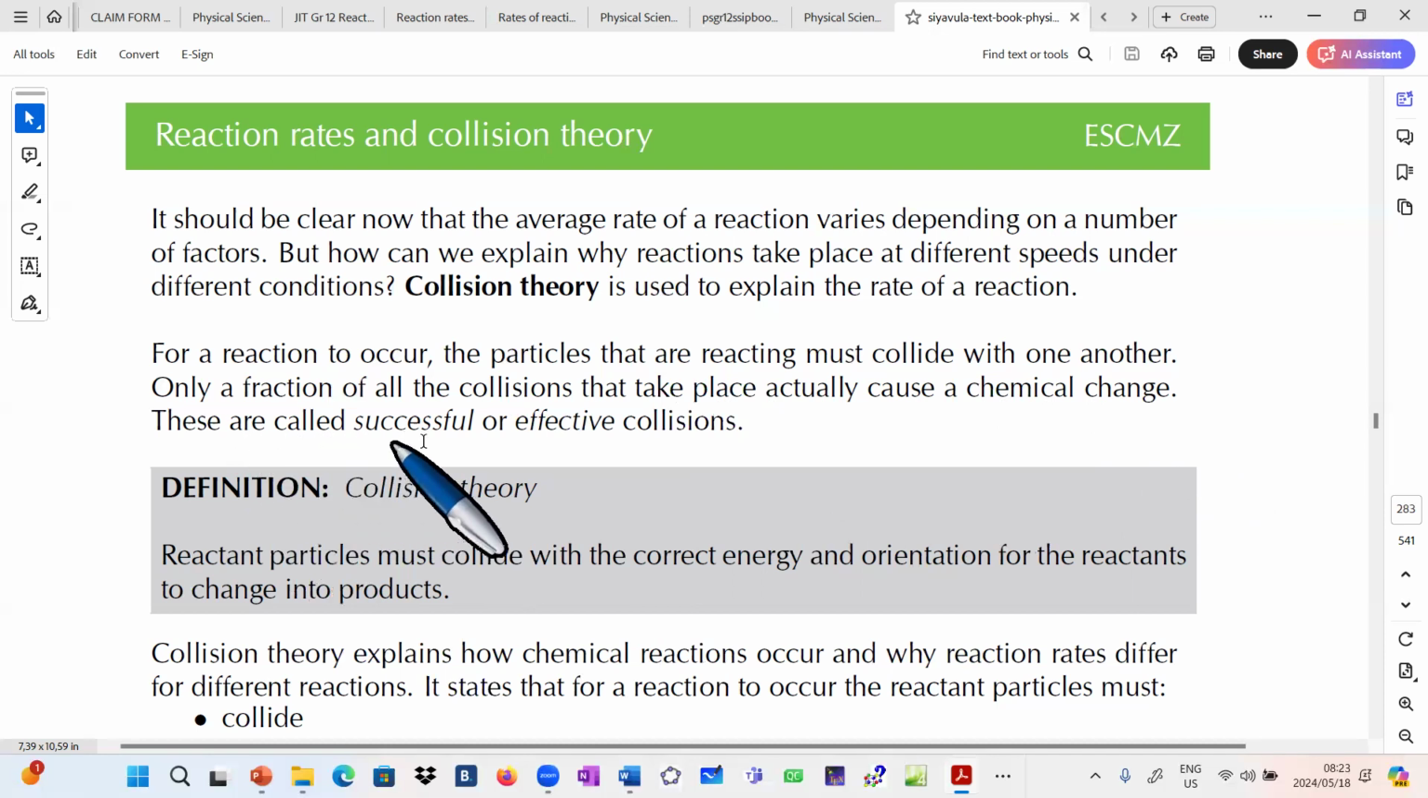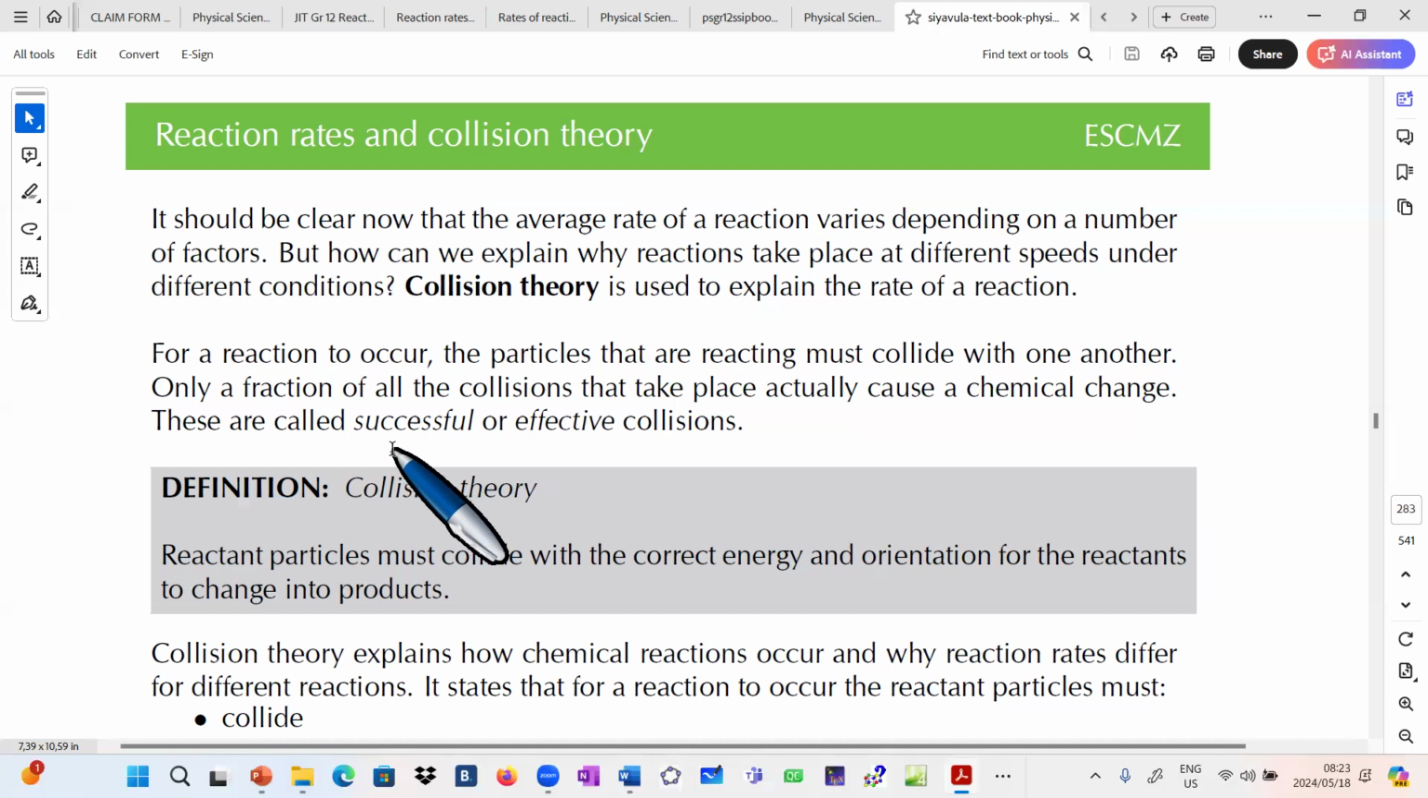These are called successful or effective collisions. The successful or effective collisions refer to the fact that you have chemical change happening because of those collisions, and therefore those collisions that cause chemical change are called effective collisions, or successful collisions.